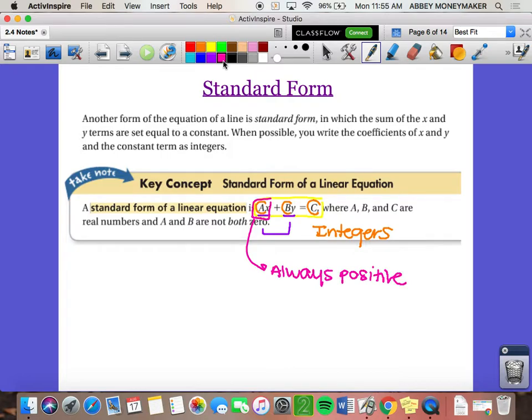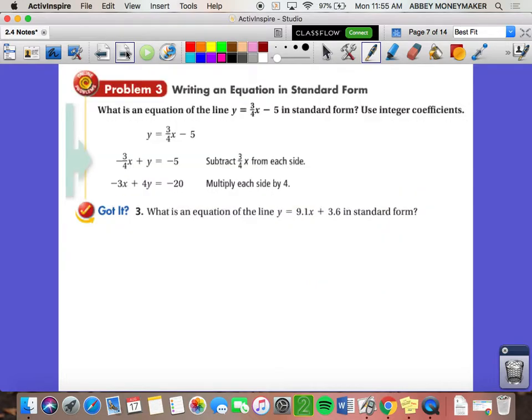Okay. So 3 things. X and y are on the same side. All the coefficients are integers. And the A value, that first coefficient, is always positive. Okay. So let's take a look at problem number 3 here.